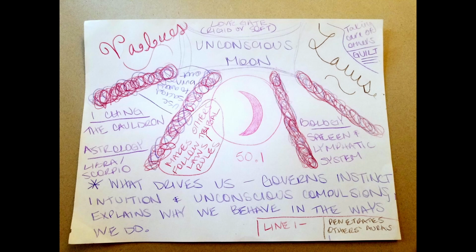And the unconscious moon is the next planet. For me, it's gate 50.1, and it is the gate of values. It's all about what drives us, what governs instinct, intuition, and unconscious compulsions, explains why we behave the way we do. And for me, it's all about values.